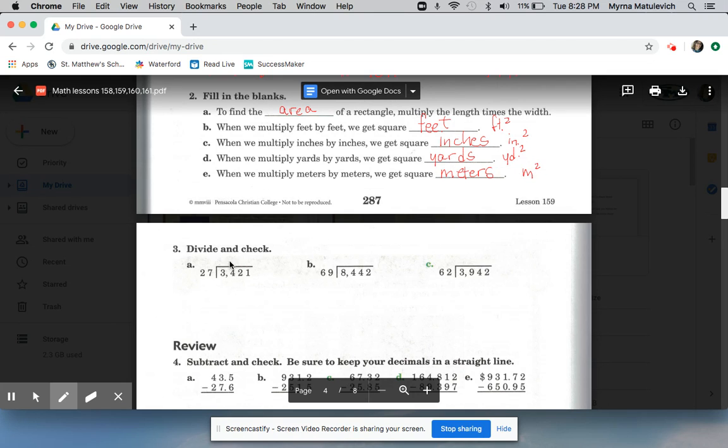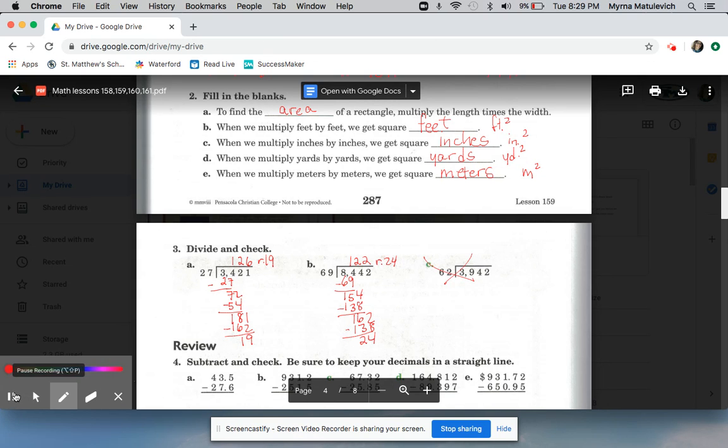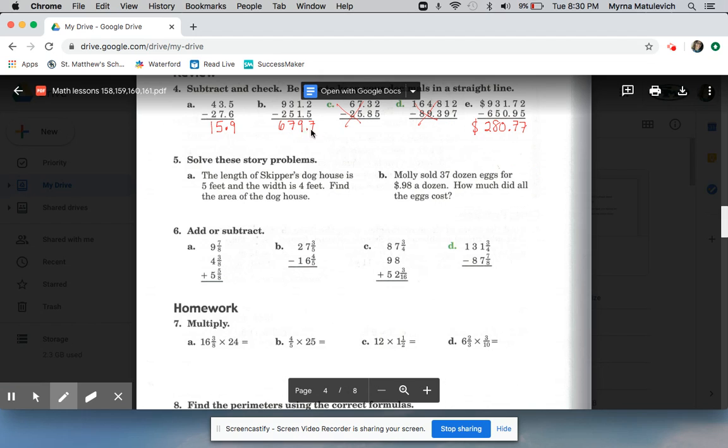Okay, divide and check. And this is what you should have gotten for your answer. Review, subtract and check. Be sure to keep your decimals in a straight line. And this is what you should have gotten for your answers. I didn't do the check.